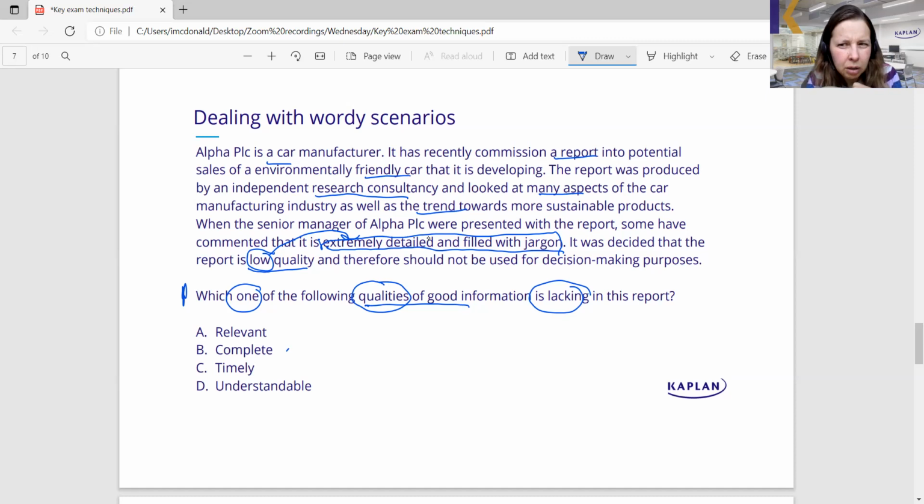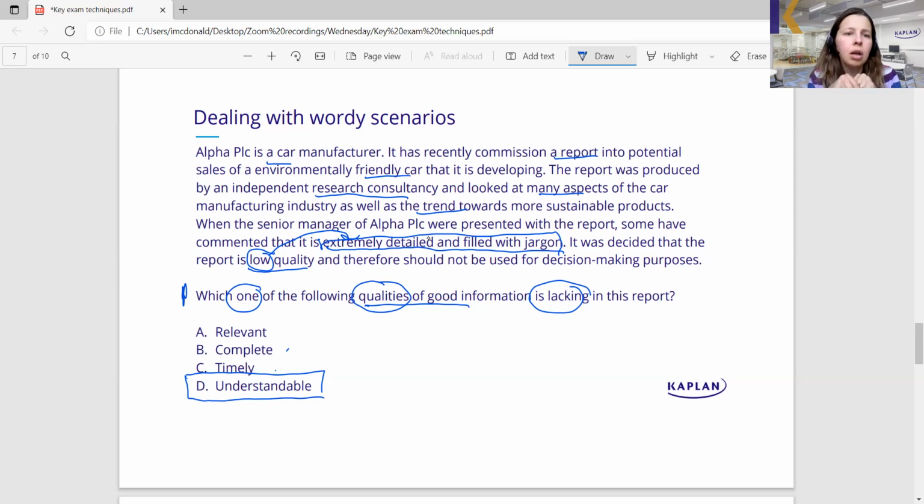Complete: because the report is so detailed, probably there is too much information in there compared to what they needed to have. Timely: there is no mention at all of any deadlines or timelines, no complaints about the late submission of the report. But if the managers are struggling with detail and jargon, this is because they're struggling to understand that report. The content of this report is not easy to digest, and therefore the understandable criterion is lacking from that report.